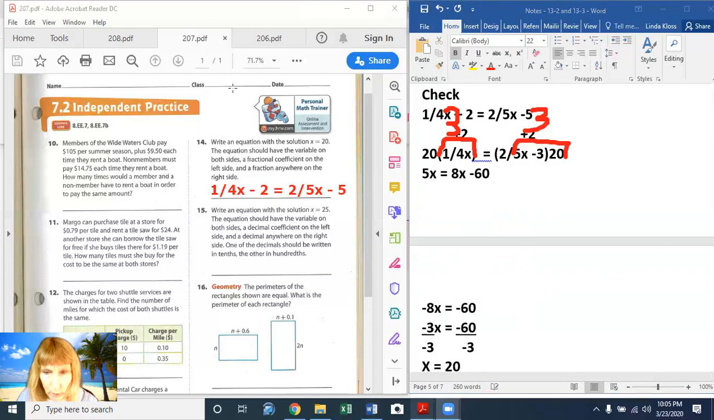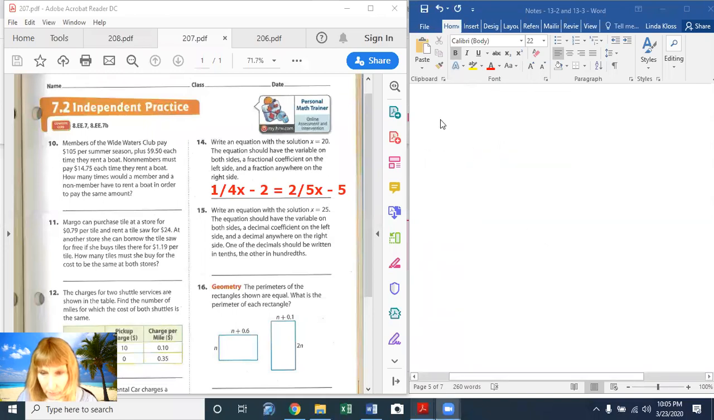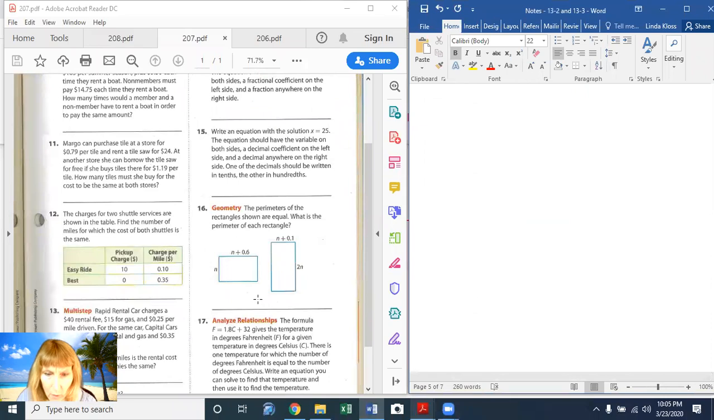And now I'm going to do one more problem. I'm going to do number 16. So let's erase this and move down to here. Okay, number 16 is a geometry problem, so that's a good one to do. I'm actually going to clear all drawings and move this up a little. Okay, this is the last one we're doing today. The perimeters of the rectangles shown are equal. What is the perimeter of each rectangle?